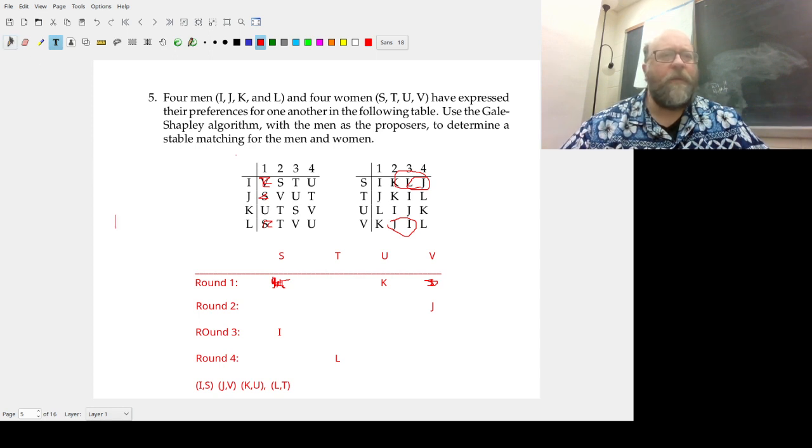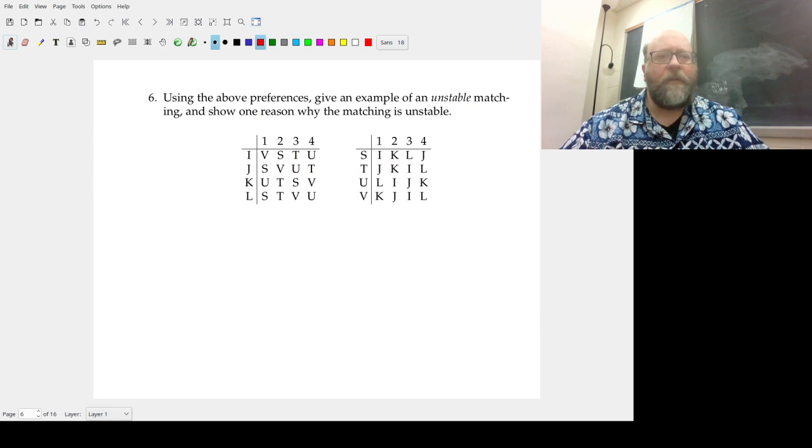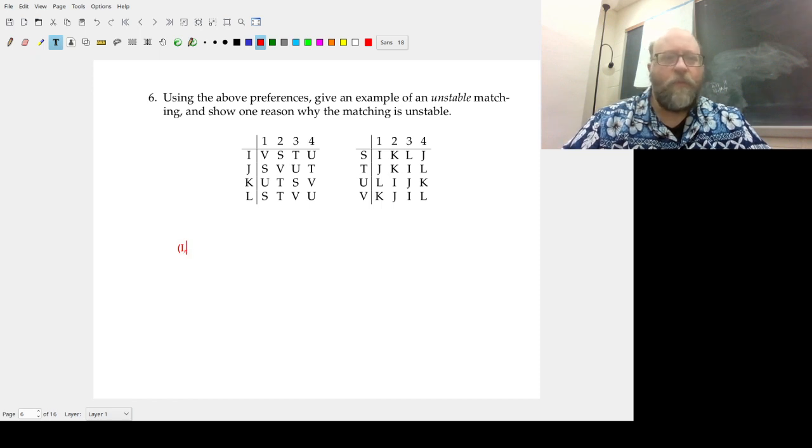Let's look at number 6. Using these preferences, give an example of an unstable matching, and then give a reason why the matching would be unstable. So what if we matched I to U?